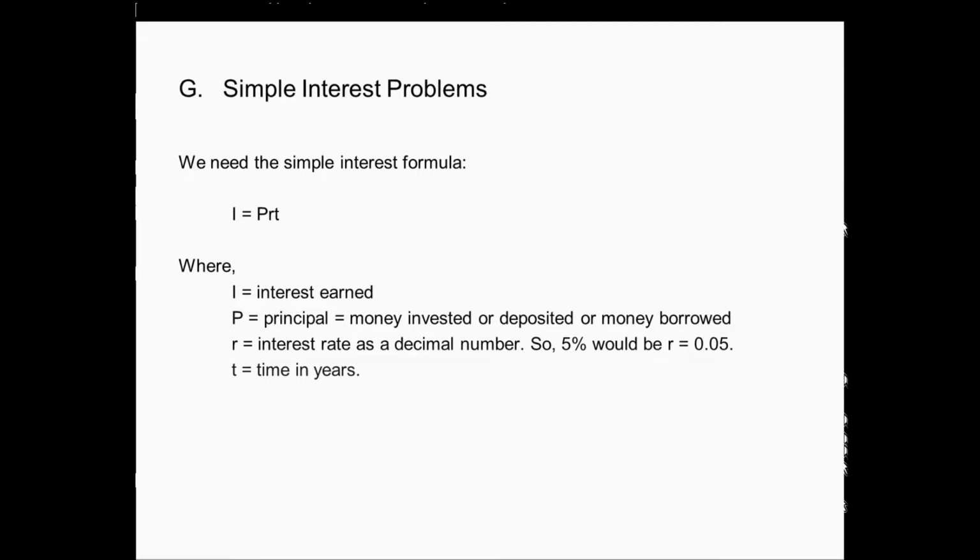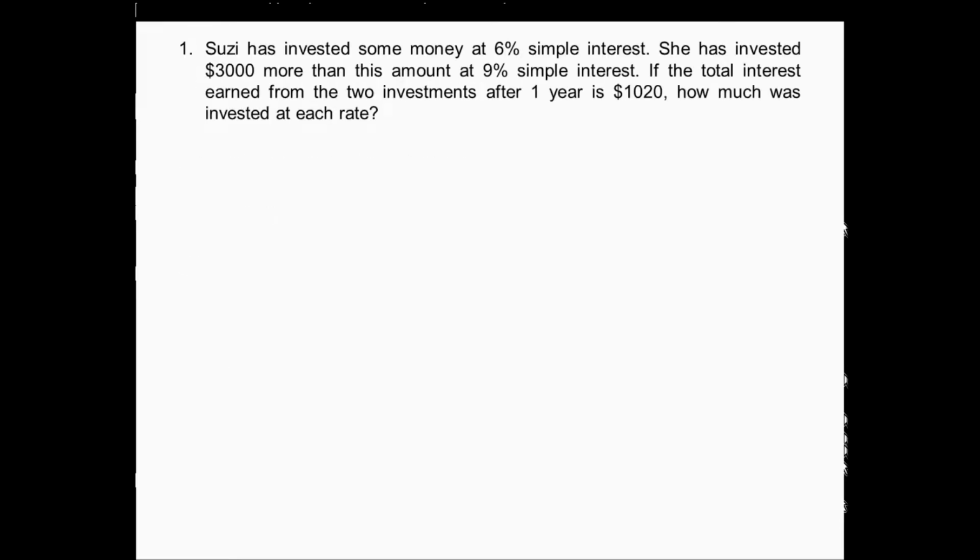Let's try some examples. I've tried to make the amounts of money so large that the dollar amounts end up being whole numbers in your final answers. Number 1 says, Susie has invested some money at 6% simple interest. She has invested $3,000 more than this amount at 9% simple interest. If the total interest earned from the two investments after 1 year is $1,020, how much was invested at each rate?